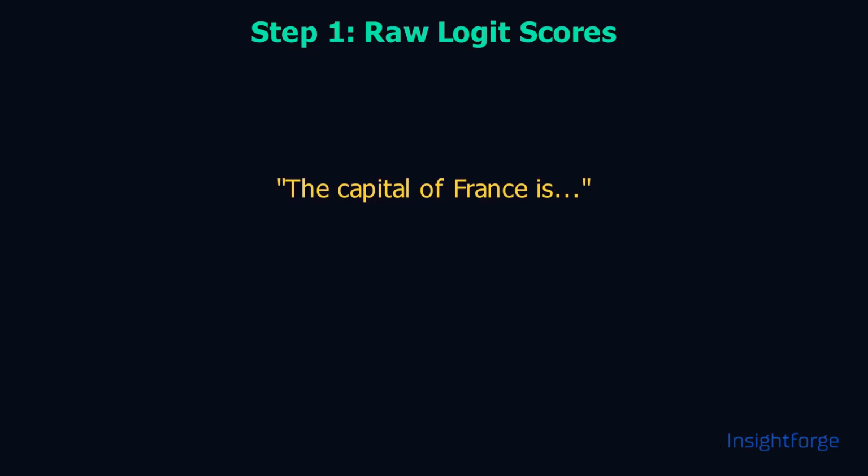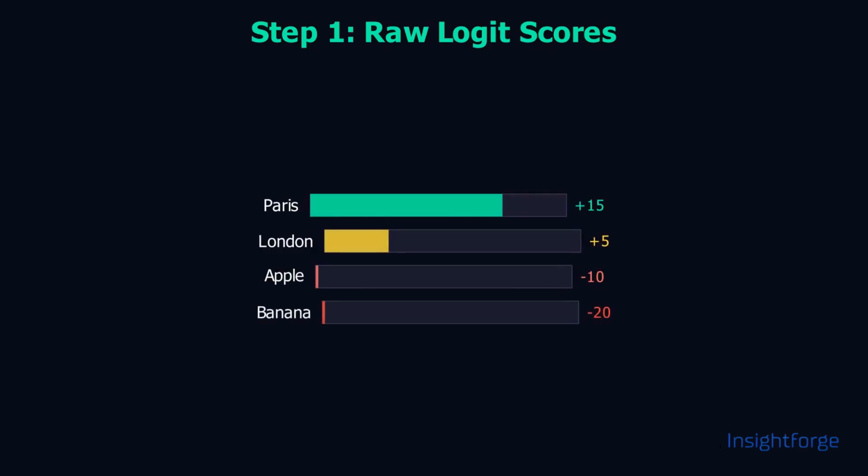When you give an LLM a prompt like "the capital of France is ..." it does not understand Paris like a human would. Instead, it looks at its entire vocabulary of tens of thousands of words. For every single word in that vocabulary, the model calculates a raw numerical score. These scores are called logits. Think of a logit as a vote of confidence for each candidate word. Paris gets a huge logit of positive 15. London gets a 5. Apple gets a negative 10. And banana gets a negative 20.